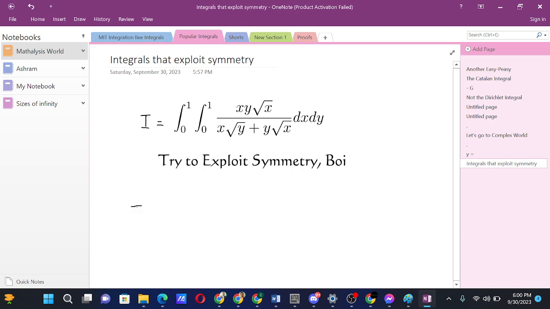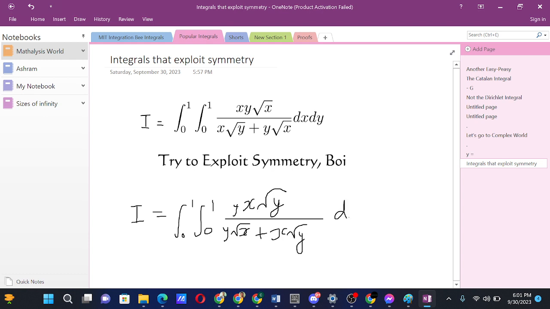are also the same. If we try to interchange x and y, we get the integral from 0 to 1, integral from 0 to 1, y x root y over y root x plus x root y dy dx. I've interchanged x and y, and also the limits, but because these are the same, they look the same. And these two should be equal because the variable is just a dummy variable.